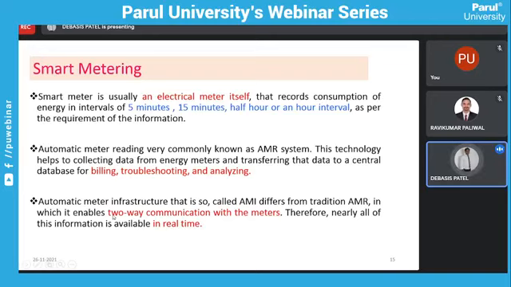It enables what? Two-way communication with meters. Means what? Your utility can also give information to your smart meters, and whatever the smart meters consume and store, that information will automatically transfer to your consumers, which is not possible in the case of AMR. So that's why the infrastructure is called AMI, that provides smart metering features, right? Two-way communication with meters, in real time. In real time you can exchange the information so that you can take proper decisions.